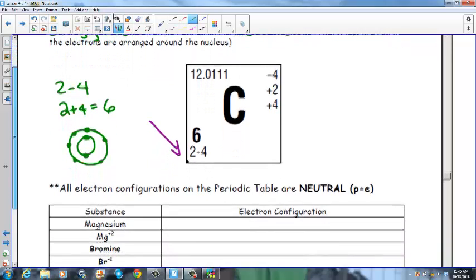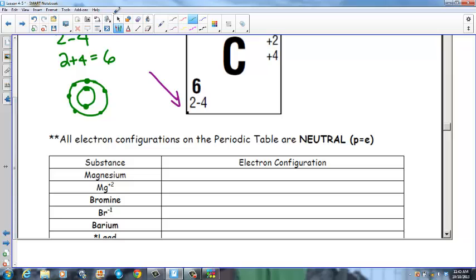But if we just look at the periodic table, all electron configurations are neutral. So this is based on the fact that we have the same number of protons. Don't forget that, number of P's here, protons. And this is equal to the number of electrons when they're all neutral. Different when we have an ion.